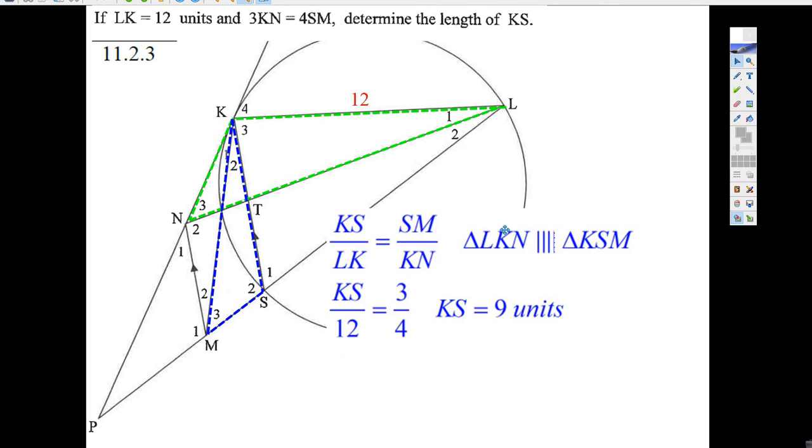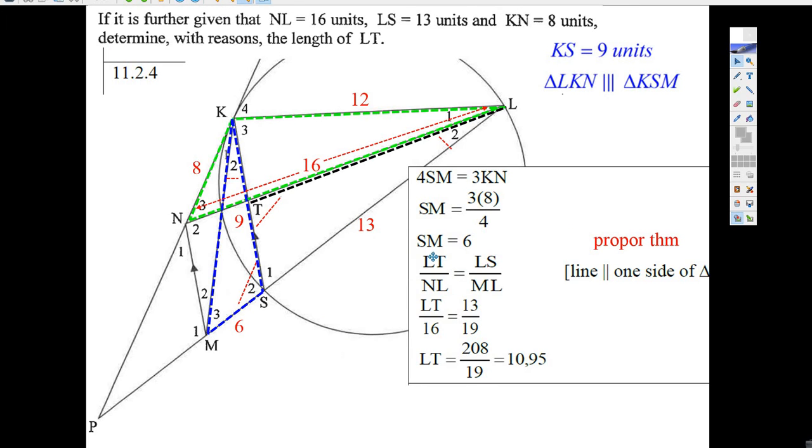KS over LK equals SM over KN. But KS is what we're looking for. But we're told that KL was 12, and we know that the ratio of SM over KN is equal to 3 over 4. So just cross multiply: 12 times 3 divided by 4. KS is 9 units. Okay, let's try the last question.